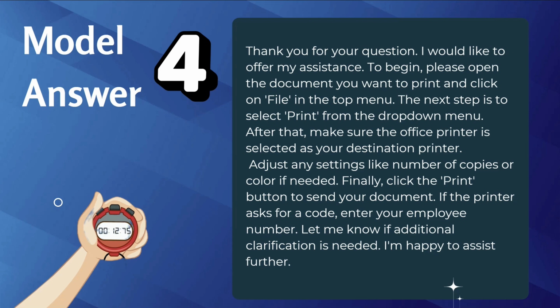The next step is to select Print from the drop down menu. After that, make sure that the office printer is selected as your destination printer. Adjust any settings, like number of copies or color, if needed. Finally, click the Print button to send your document.